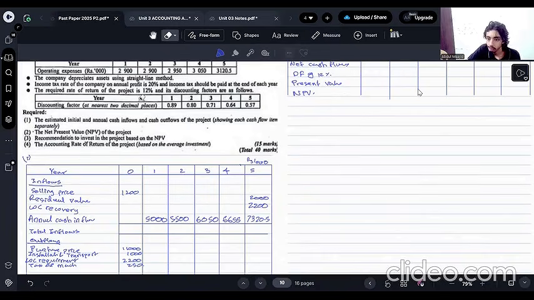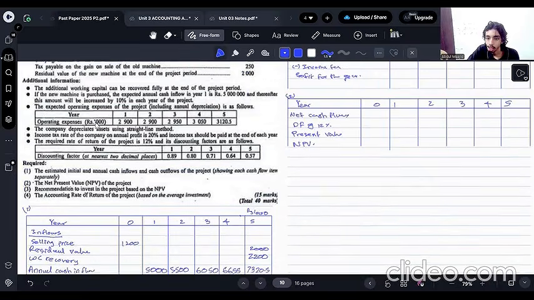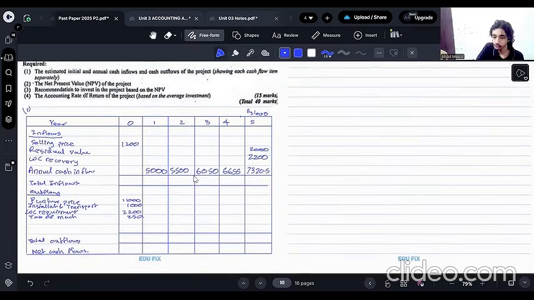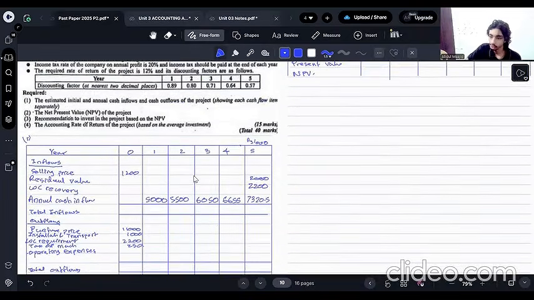Income tax rate of the company on annual profit is 20%, and the income tax should be paid at the end of each year. The required rate of return of the project. Sorry, wait, I have missed this. The expected operating expense of the project, including depreciation, is as follows. So they have given the operating expense including depreciation. We need to record the operating expense excluding depreciation. Now we'll calculate the depreciation.